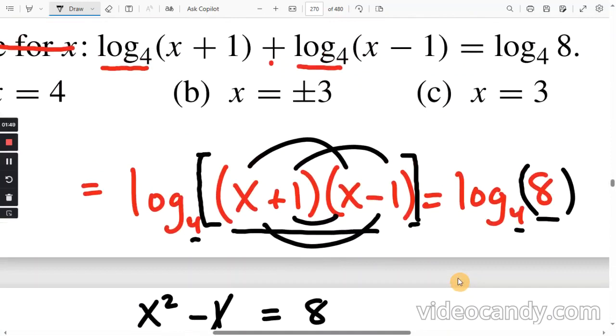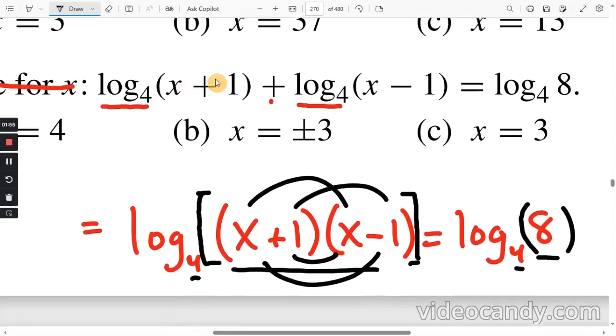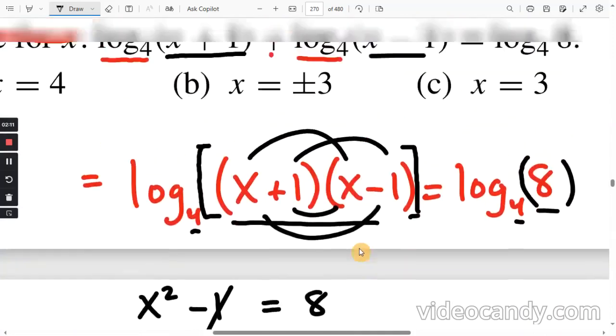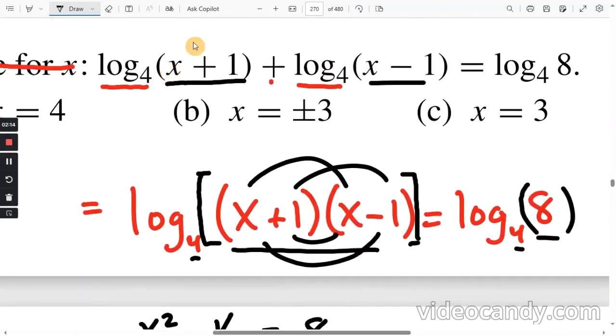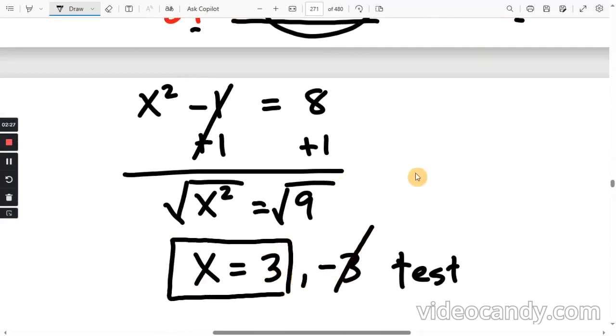All right, we have 3 and negative 3. If I put a 3, remember the thing you're taking the log of has to be positive. If I put a 3 in there, 3 plus 1 is 4. That's okay. 3 minus 1 is 2. That's okay. So far, so good. If we put negative 3 in, negative 3 plus 1 is negative 2. You cannot take the log of a negative. All right, so negative 3 fails the test. And the final solution is only x equals 3.